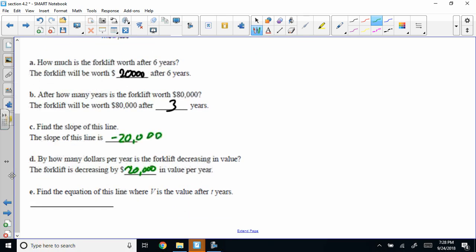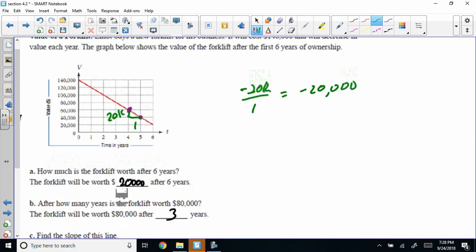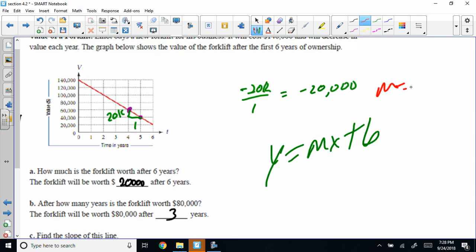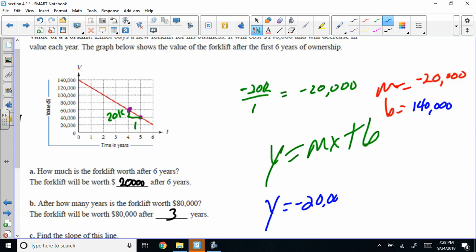All right. Find the equation of the line where V is the value after t years. Well, we've got the slope, right? What do we need? So if we're going to write the equation, we need two things. We need the slope and the what? So we know that slope is negative 20,000. What's the y-intercept, guys? That's right, 140,000. So that'd be y equals negative 20,000 x plus 140, right? There you go.